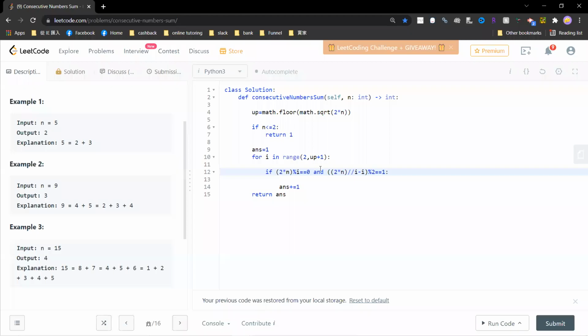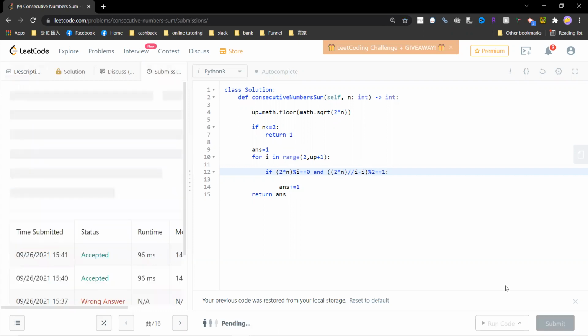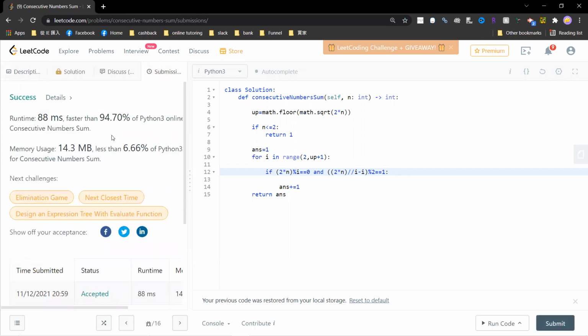Okay. So now if 2n modulo i is 0, and i modulo 2 is 1, this means x must be odd. You can easily check that. If you find any such pair, then you add 1 to the answer, and then you return the answer. So these are the two conditions that I require, and you can easily prove that this is true. So this is our idea to solve this Leetcode problem very fast. This problem is just some basic mathematics. See you guys in the next videos.